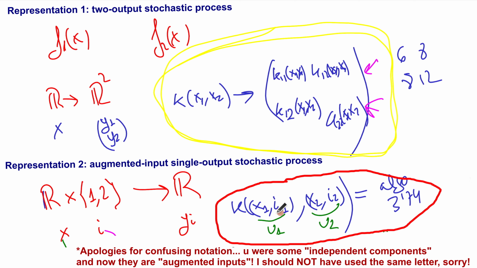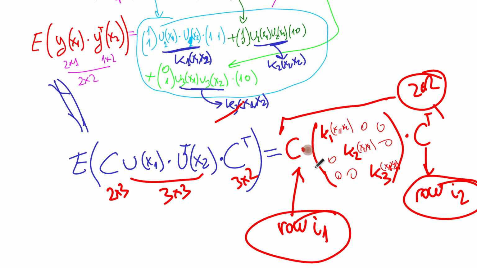and if I call this augmented input U, then I will need to define a covariance kernel between U1 and U2, each of those U augmented inputs comprised of an abscissa coordinate and an index. So this should return the suitable element of this covariance matrix, 1,1, 1,2, 2,2, whatever. And we could extract that element in this C transposed using just the I1 row of C at the left and the I2 row of C at the right.